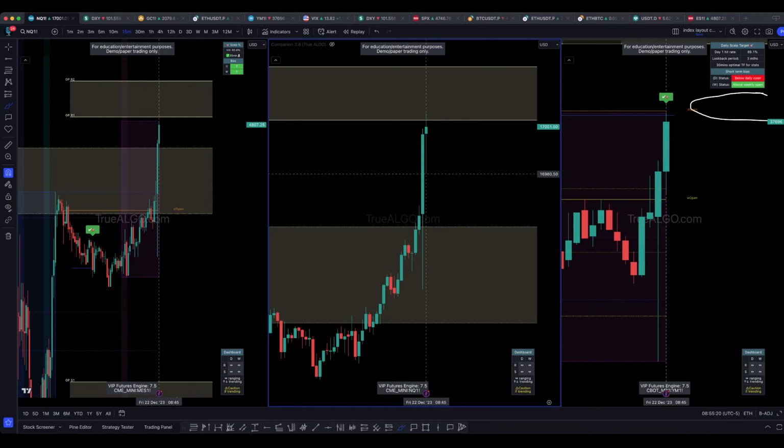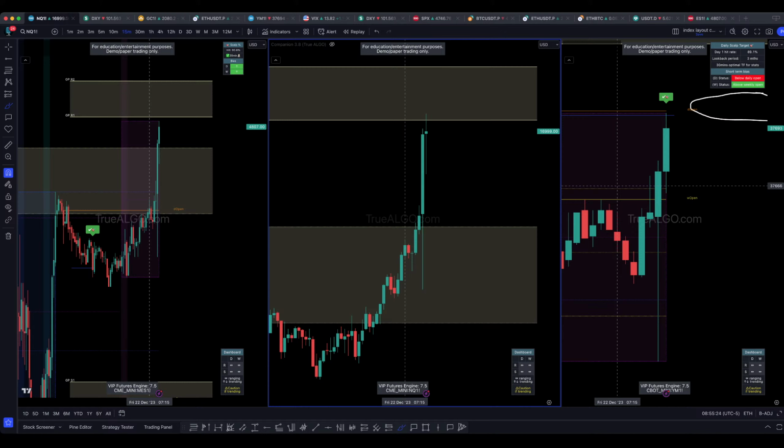So New York hasn't even opened. It doesn't open for another 35 minutes. Most retail traders are... I always say retail traders because pretty much everybody's a retail trader.